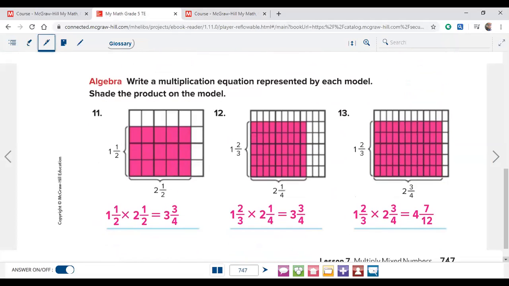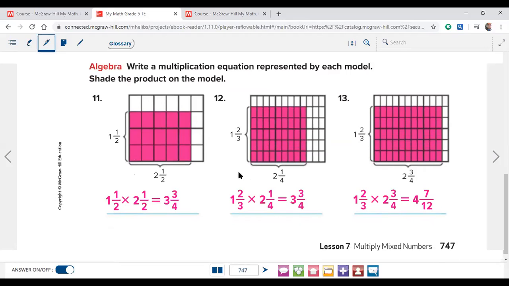Here in algebra, how to write this one? Write a multiplication equation to represent it by each model. Shade the product on the model. As you see here, 1 and 1 out of 2 times 2 and 1 out of 2, which is 1.5 times 2.5. Here, as we learned, I can change each one to be what? Yes, an improper fraction, as we learned.